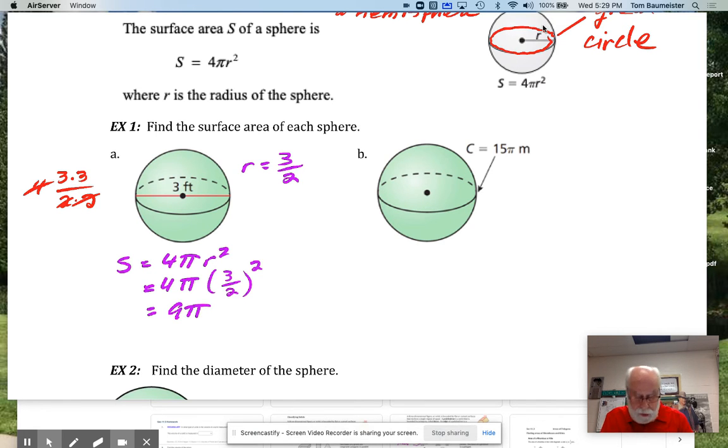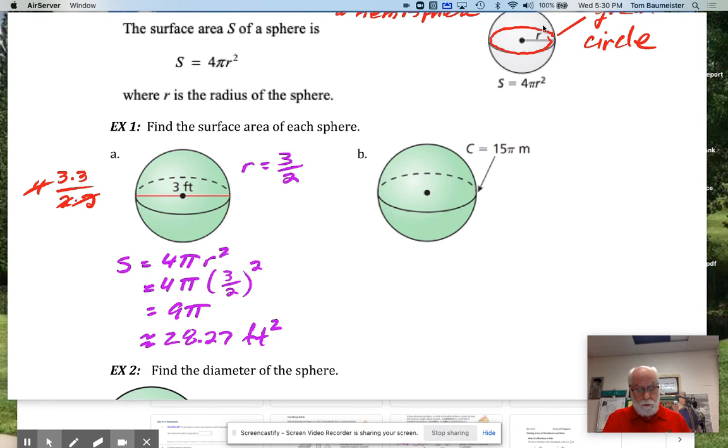And again, it depends on what they're asking you. If they ask you to leave it in terms of pi, you're going to give them 9 pi. If they ask you to round to the nearest hundredth, as I said in this case, you'd say 28.27. Remember, area is always squared, so it'll be feet squared or square feet.